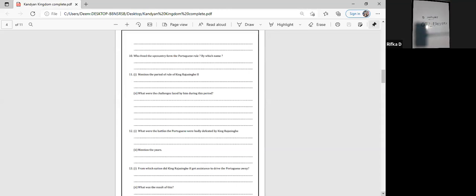Mention the period of rule of King Rajasingha II. Right. What were the challenges faced by him? Here, Vimala Dharma Surya should come, my dear. Okay. Sorry, it is a typing mistake. Here mention the period of rule of Vimala Dharma Surya and what were the challenges faced by him.